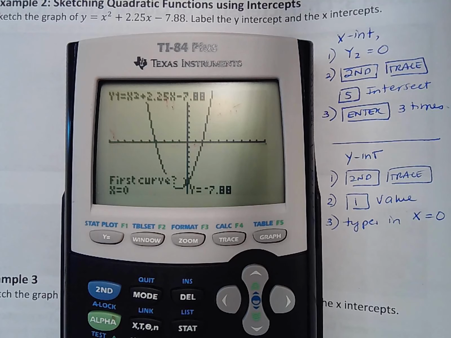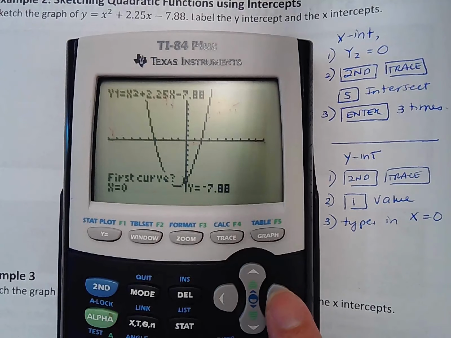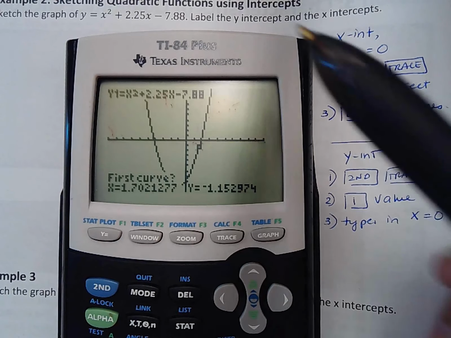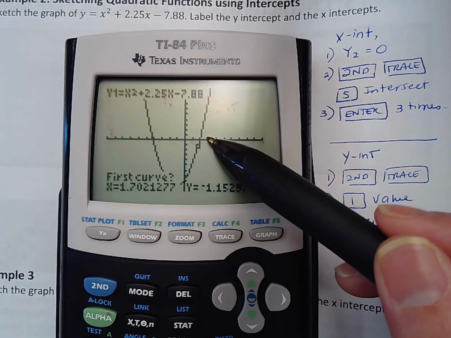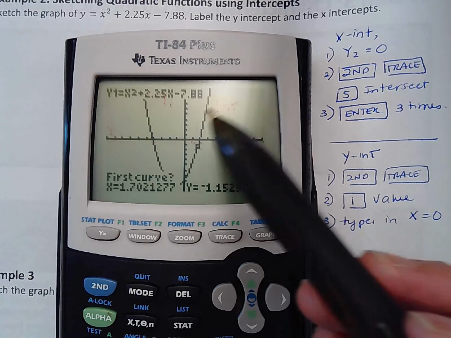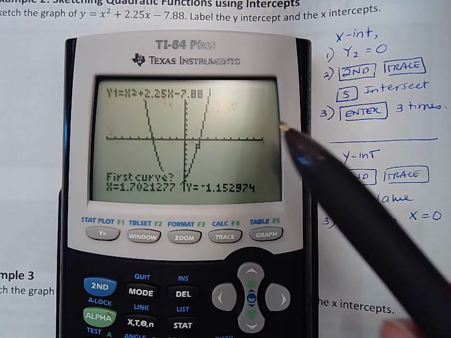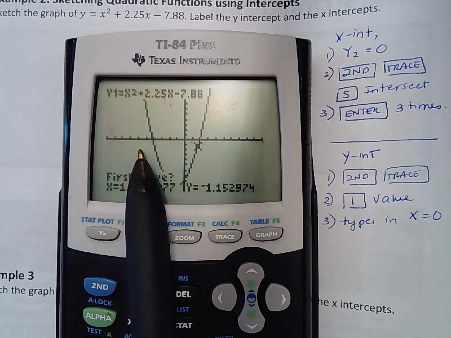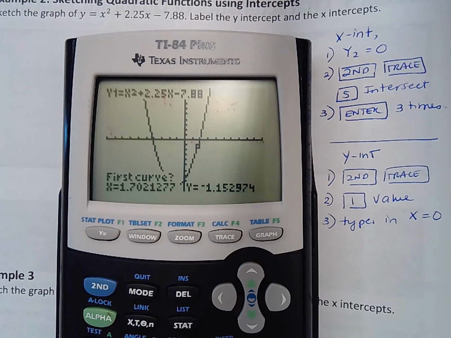Now, because we have 2 x-intercepts in here, what we're gonna do is use the arrow key so that it's close to the x-intercept that you want, right? So press the arrow key to the right. How do we know we want that one? Do it one at a time. You have to do it one at a time. You could do this one first or you could do that one first. It doesn't matter.